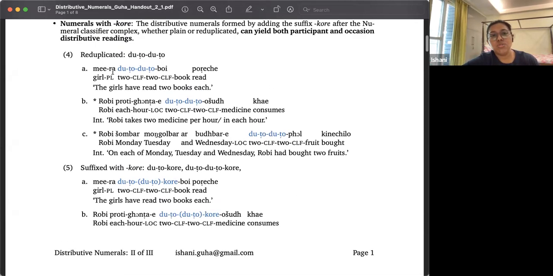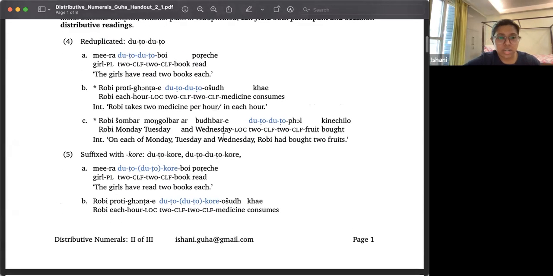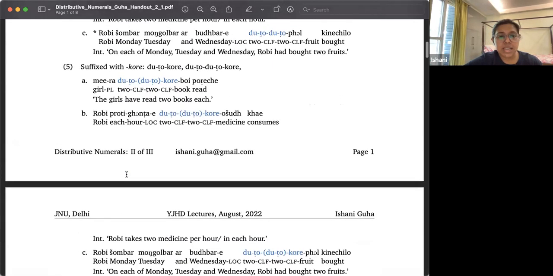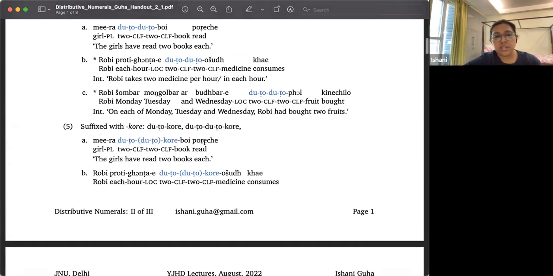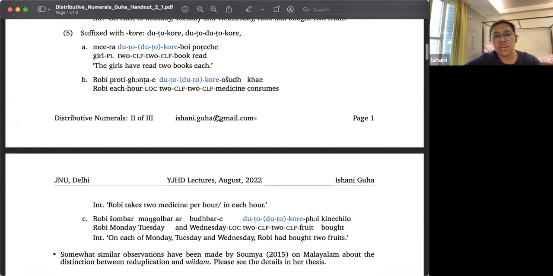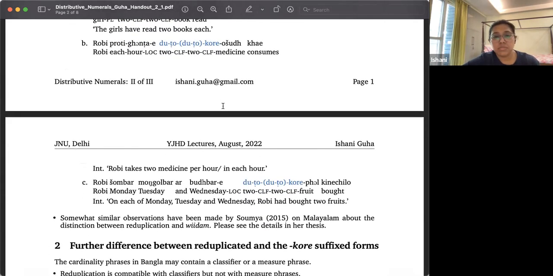So people do not like B and C as they would like them with the kore forms. But they are cool with 4A, the participant distributive. So you can see the contrast between 5B and C and 4B and C. So Robi proti ghantay duto kore oshud khay, no problem, even for me, of course.